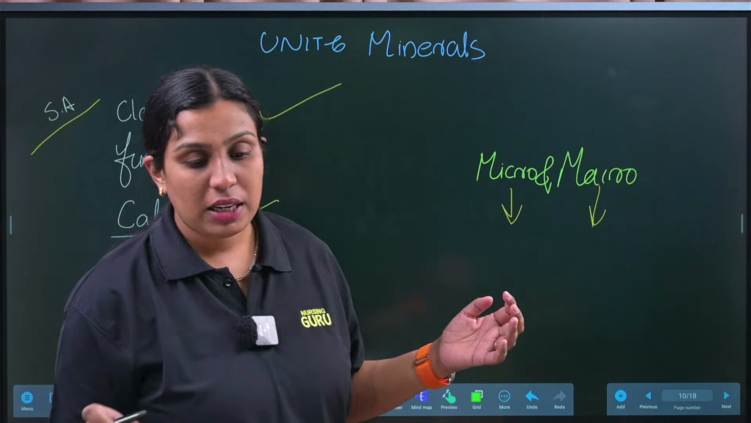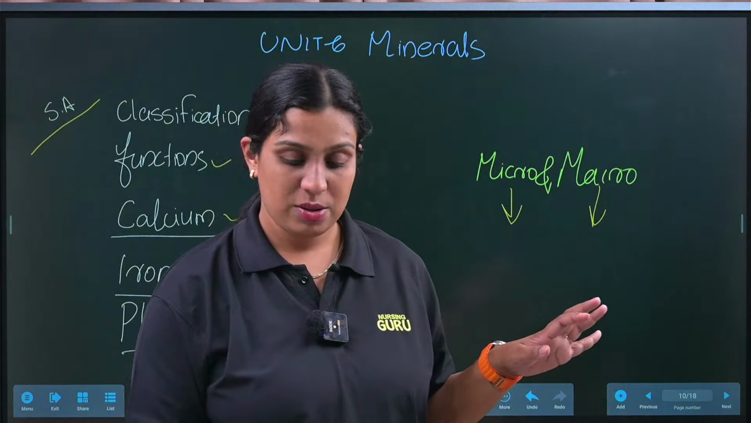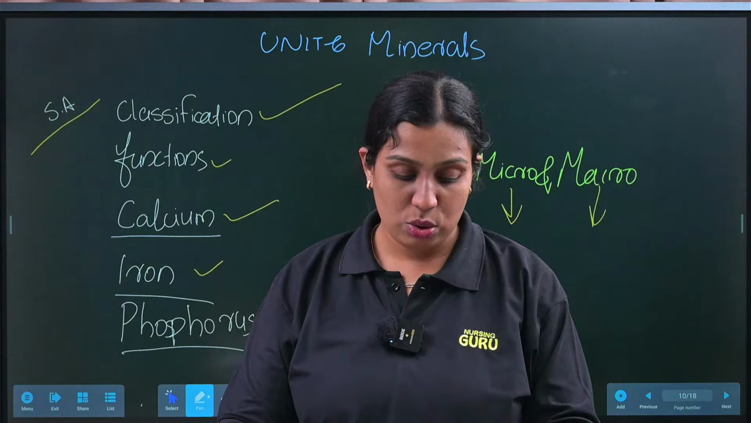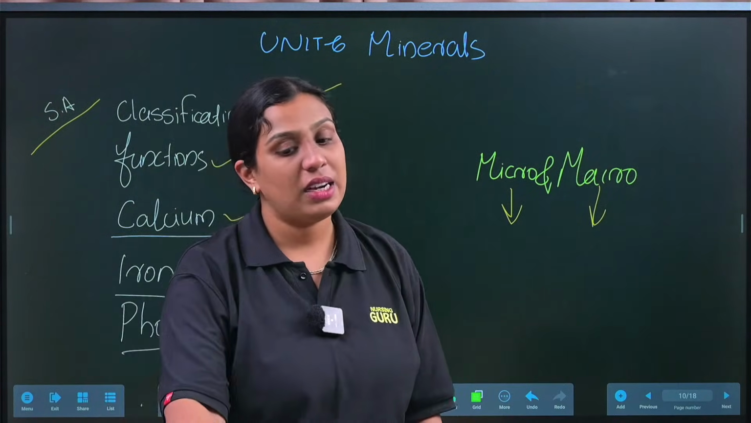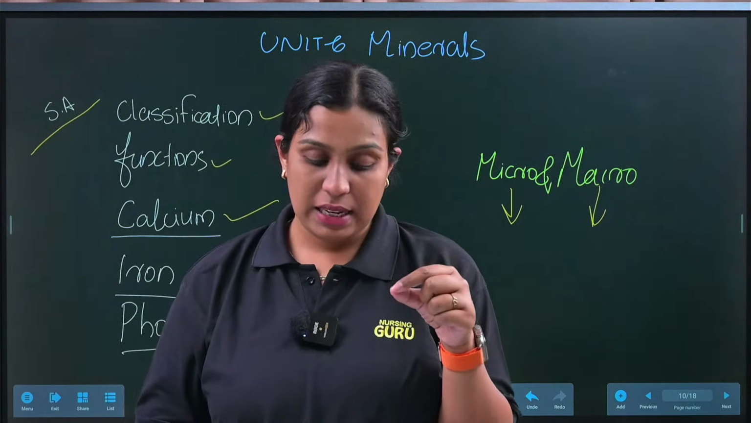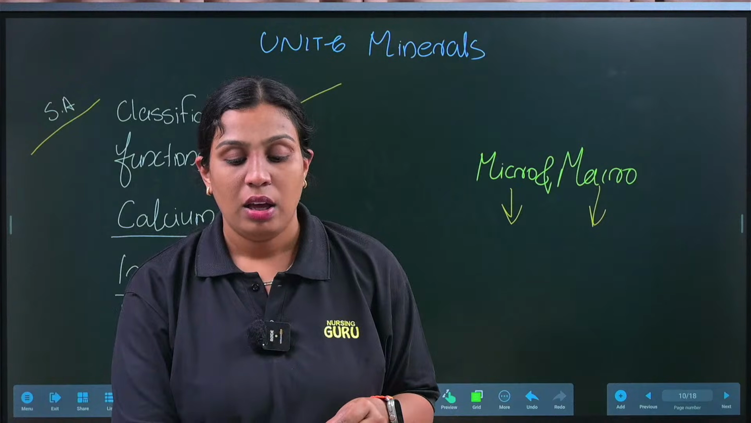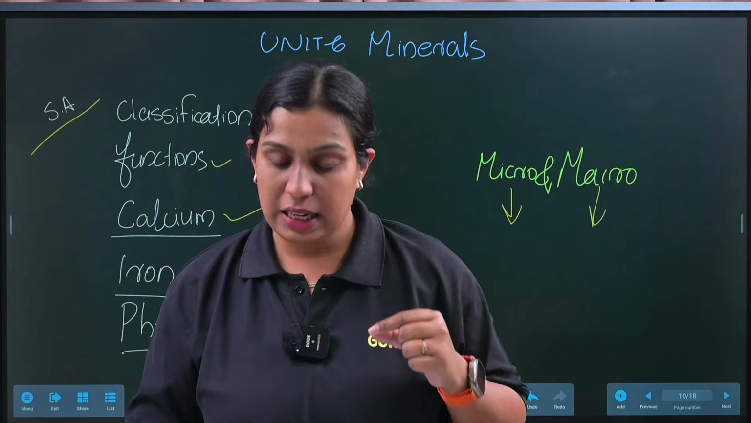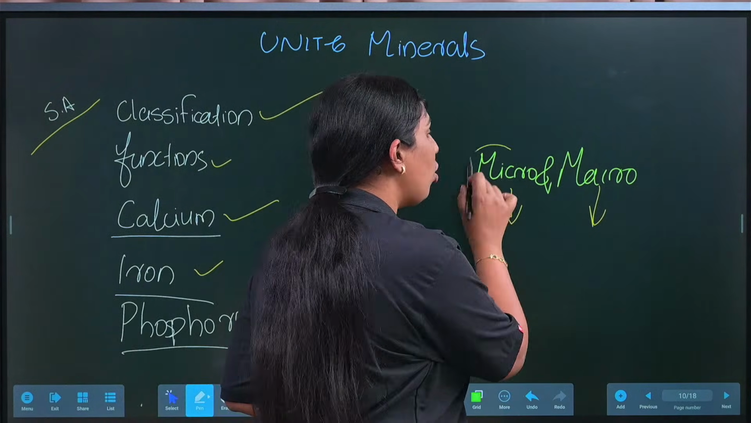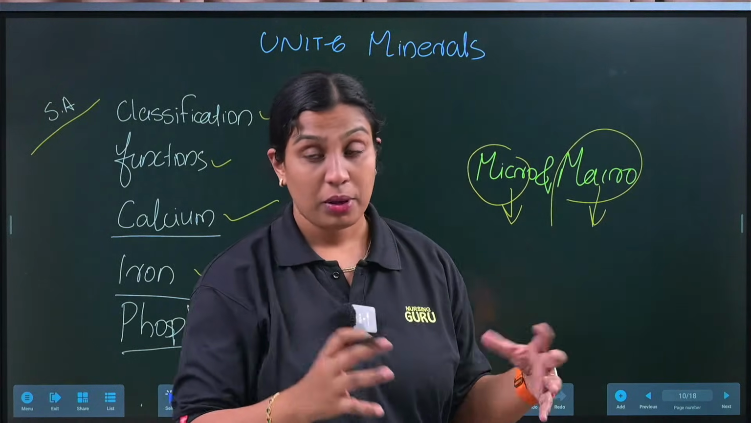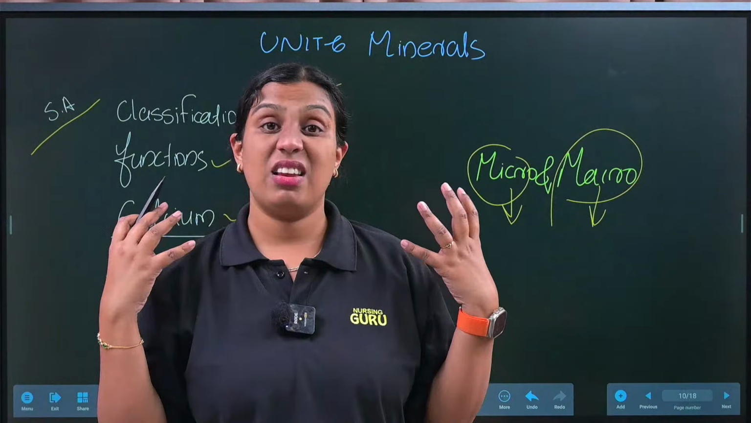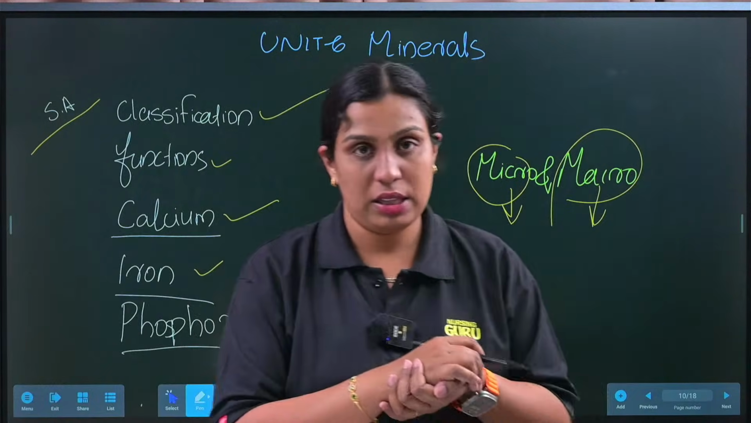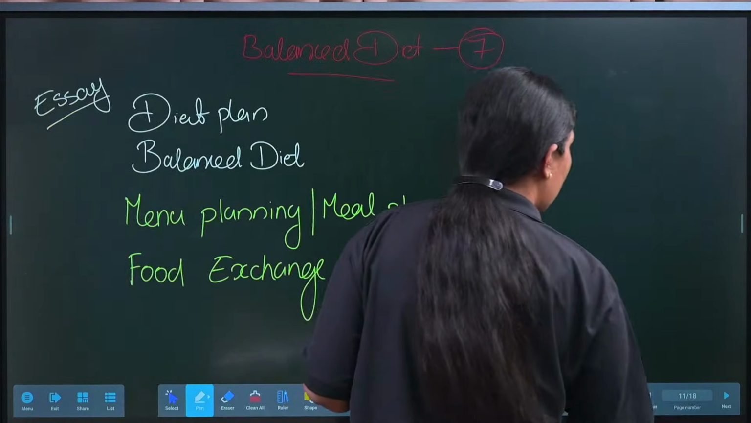So unit 6, minerals, is also completed. It is a very easy area. The difference between macro and micro minerals is also an important area. Macro minerals are present at a larger level in the animal body. Micro minerals are often referred to as trace minerals, meaning they are present at a low level. The word micro means low, macro means high. Trace elements are present in our body in a small amount. That is the difference. So that is unit 6.